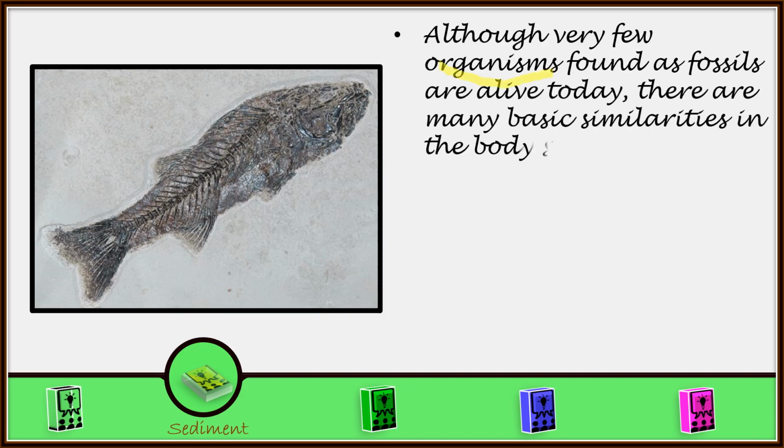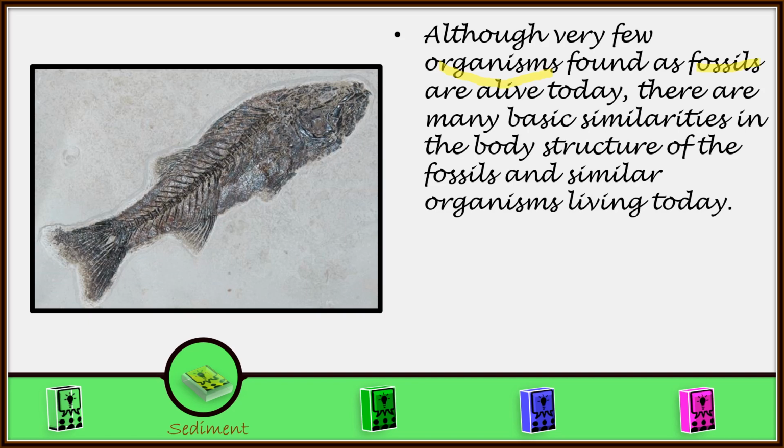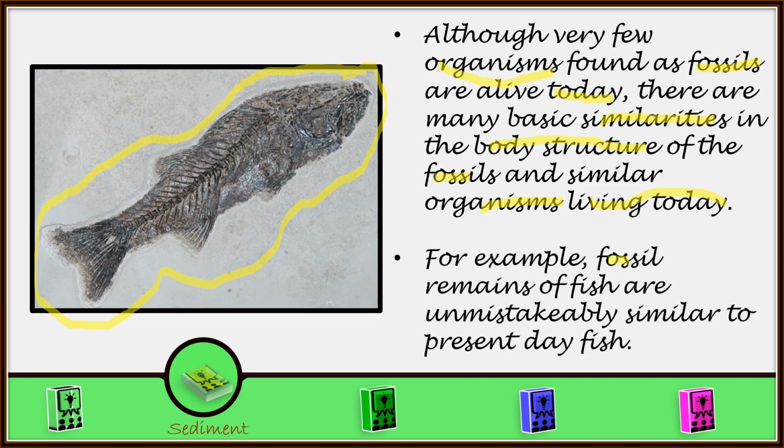Although very few organisms found as fossils are alive today, there are many basic similarities in the body structures of the fossil and similar organisms living today. So when you look at this fish, which was there around 40 million years ago, and the fish of today, you can see that the body structures of the fossil are similar to the fish which is living today. For example, fossil remains of fish are unmistakably similar to the present-day fish.